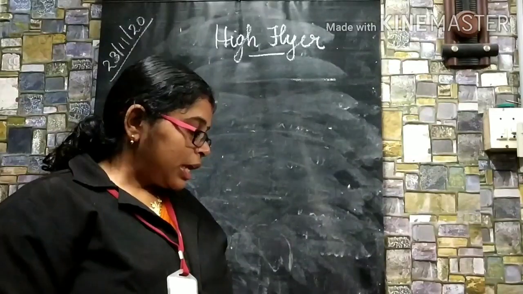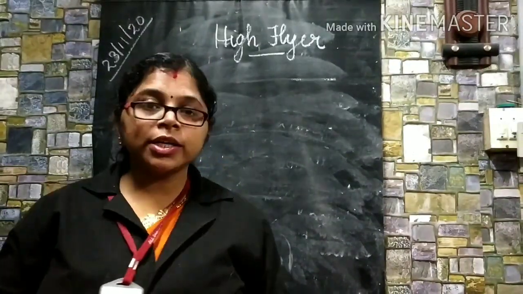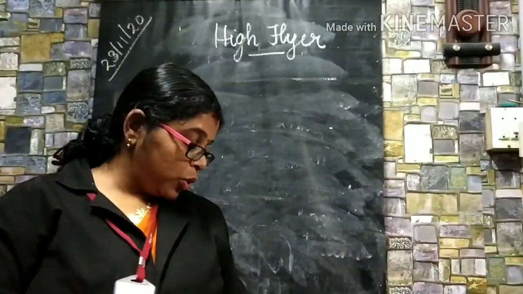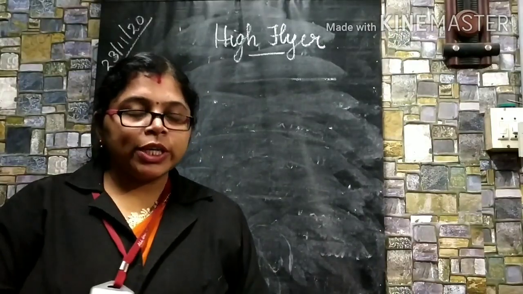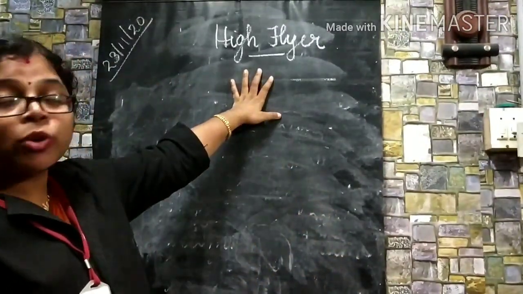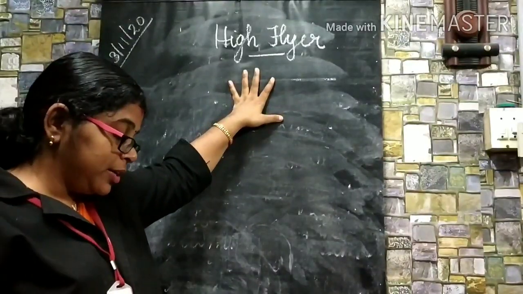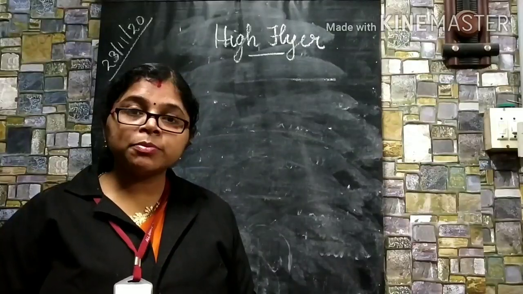Today, we will learn about a kite. We will learn a poem. So, all of you open your page number 14. High Flyer. What is the poem's name? High Flyer. It is written by Charles Gignac. Who has written this poem?